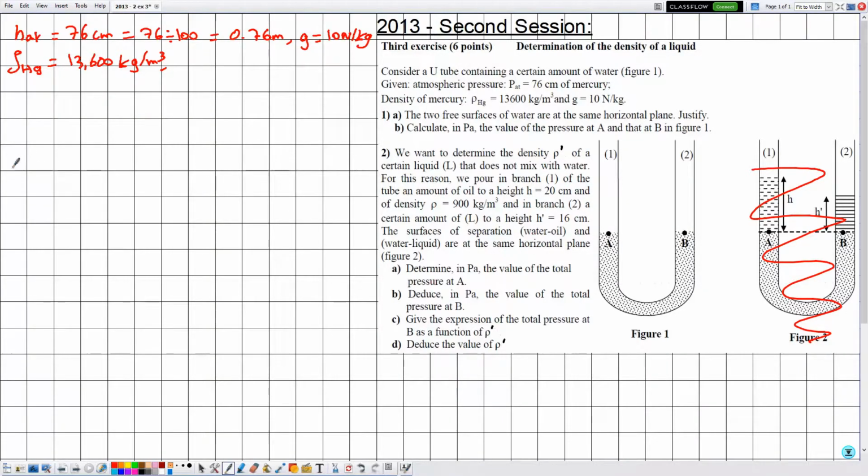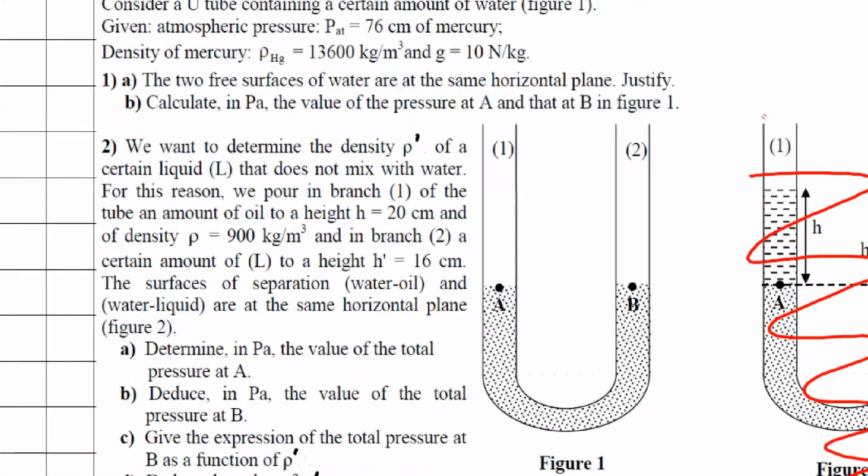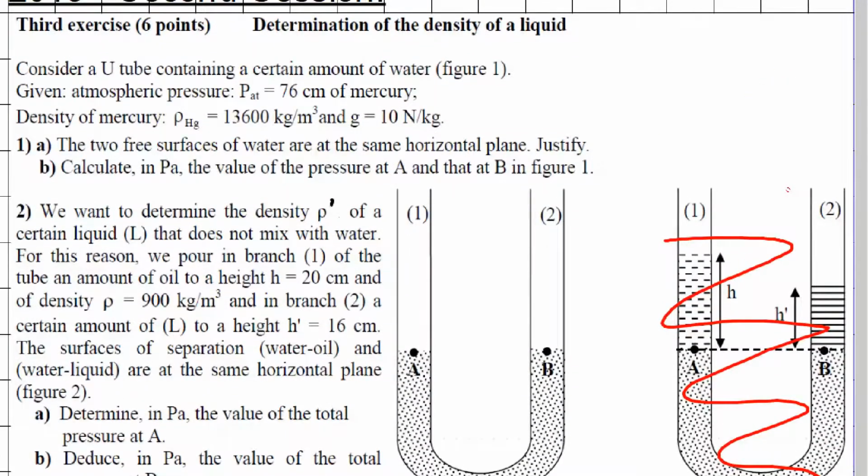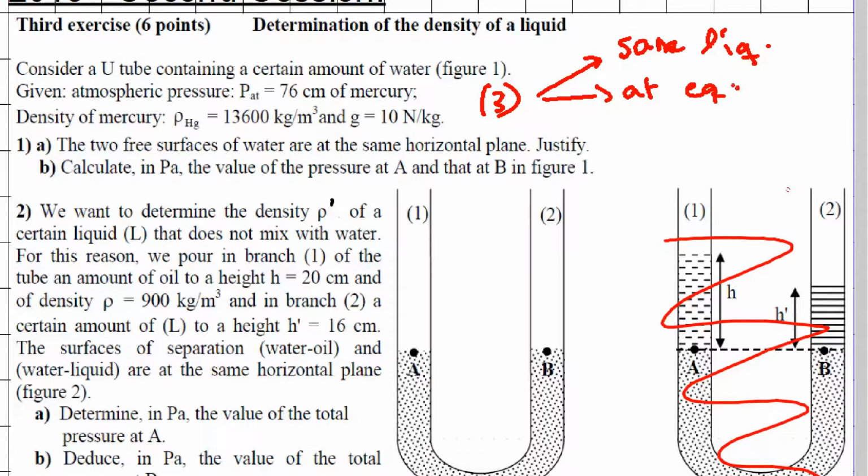Now number 1, part A. The two free surfaces of water are at the same horizontal plane. Justify. Always, such type of questions are answered using the rule of 3, and the rule of 3 is given by: the same liquid at equilibrium and either same pressure or same horizontal level.